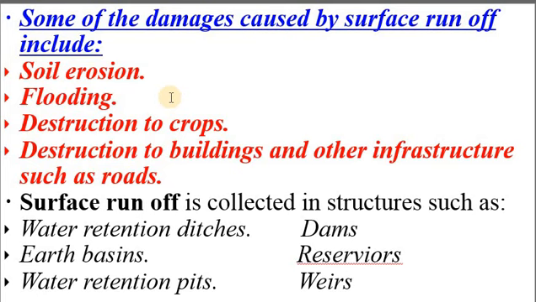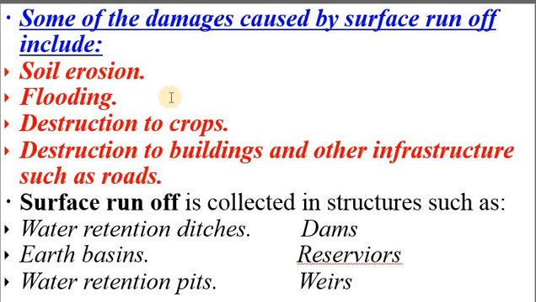1. Surface runoff causes what we call soil erosion. Everybody knows water is one of the main agents that causes soil erosion. But this water that flows is what we call surface runoff. It flows during and after heavy rainfall. It causes soil erosion, that's the first damage.